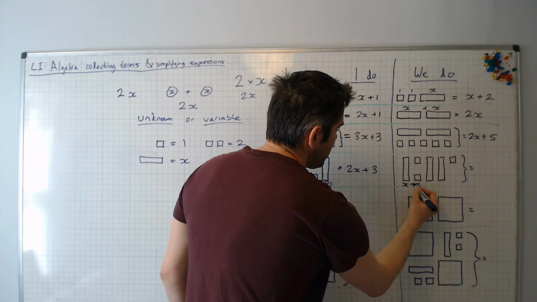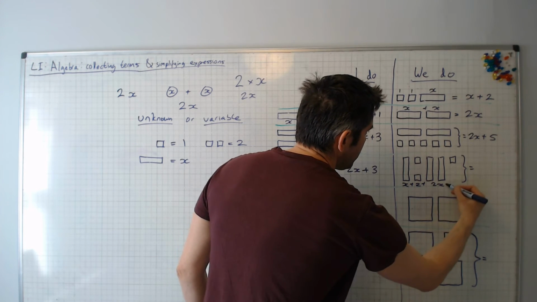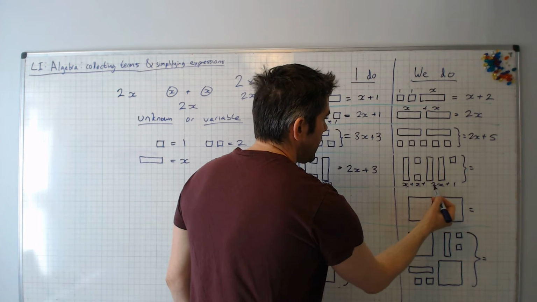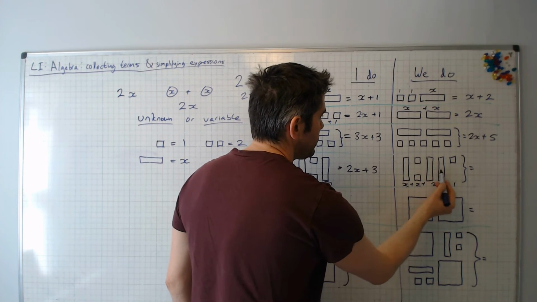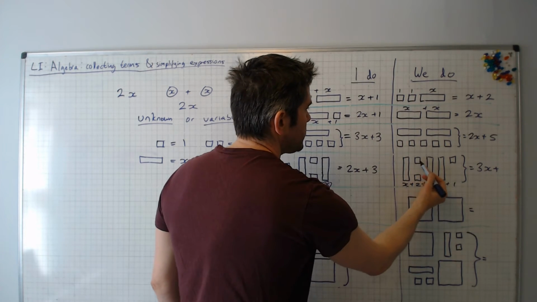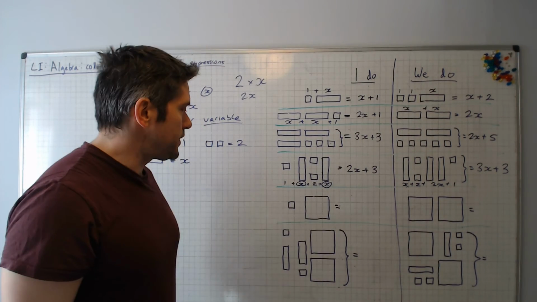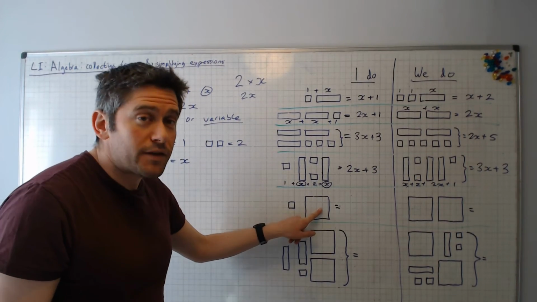x plus 2 plus 2x plus 1. 1x plus 2x, 1, 2, 3x, plus 1, 2, 3. 2 plus 1 makes 3. 3x plus 3. What on earth is this thing?